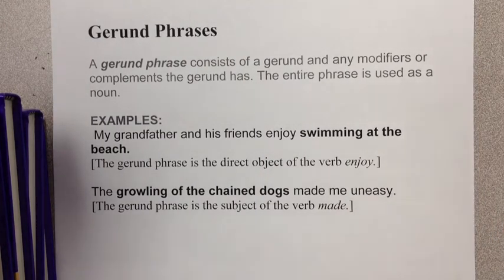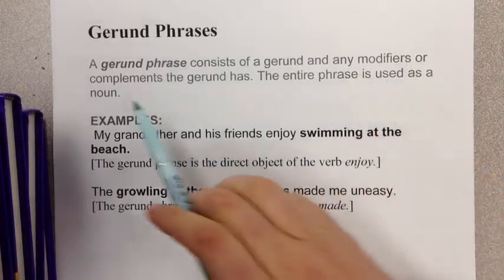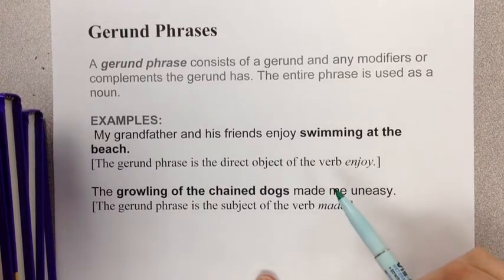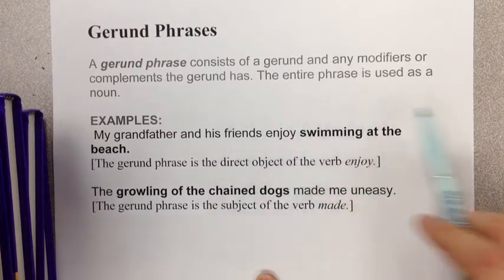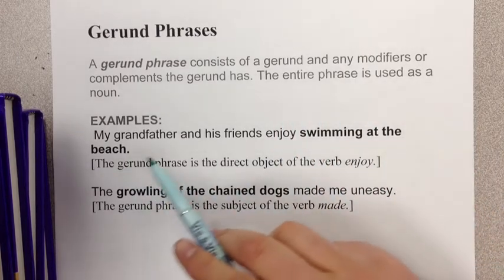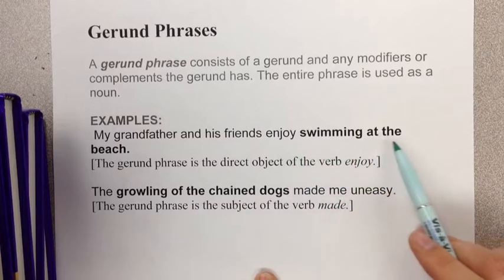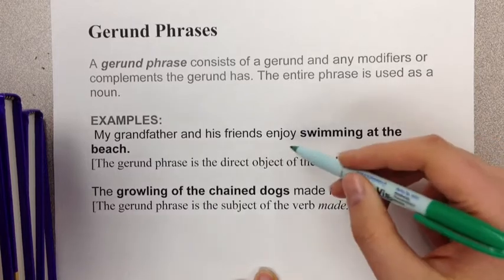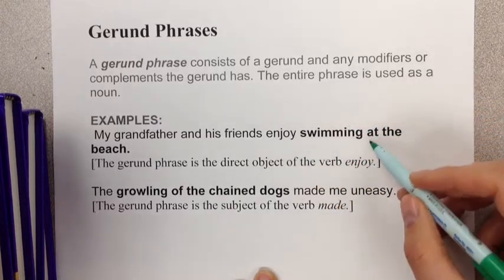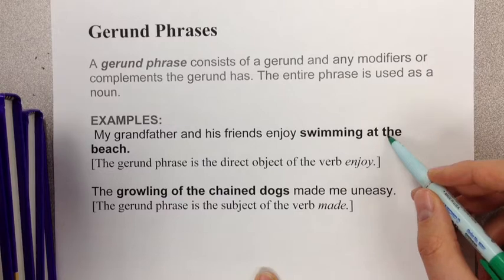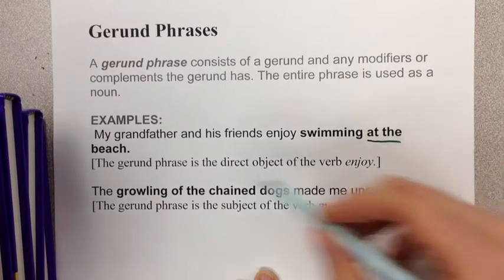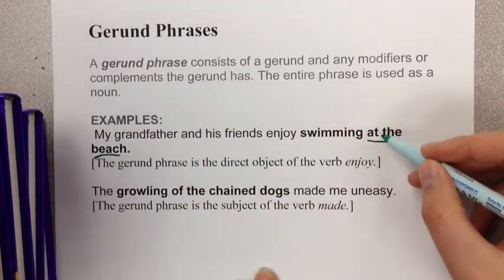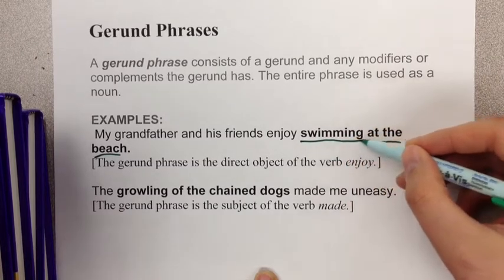is anything that contains a gerund, and the phrase are any modifiers or complements that that gerund has. For the most part, these will be prepositional phrases that are associated with the gerund. The entire phrase is used as a noun. My grandfather and his friends enjoy swimming at the beach. Here we have swimming. This is the direct object of the verb enjoy. And we have the prepositional phrase associated with that gerund, at the beach. And all of this, including the prepositional phrase, is one noun.